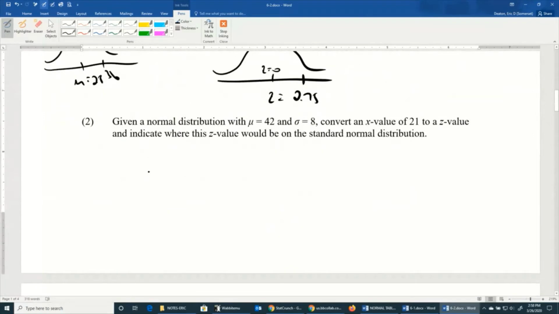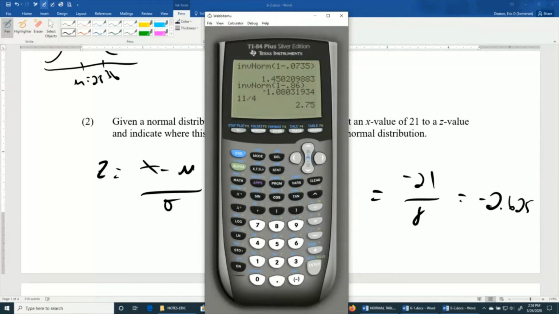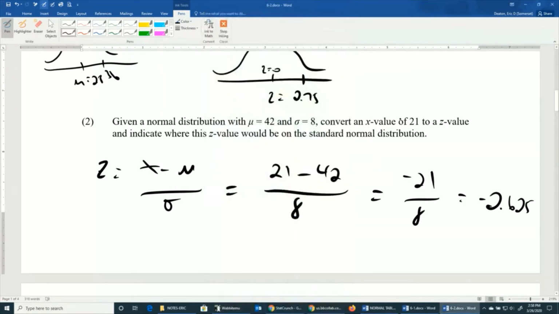For the next example, I'm just going to do the z-score. It's the same kind of question. X is 21. Mean is 42. And standard deviation is 8. So 21 minus 42 is negative 21 divided by 8. Negative 2.625. Just to show you that I do know how to add and subtract and multiply and divide. That's the only reason why I did that in my head.